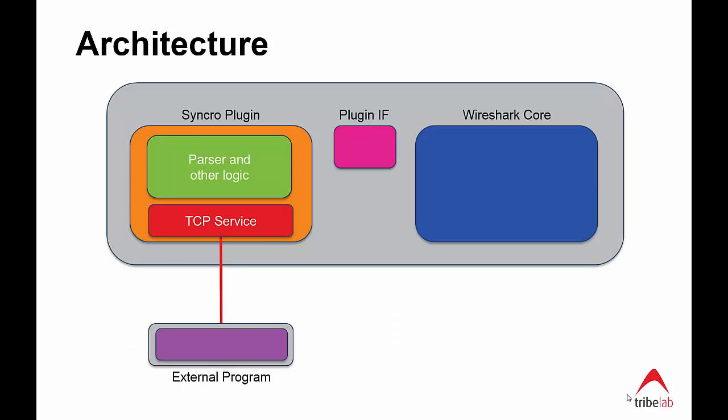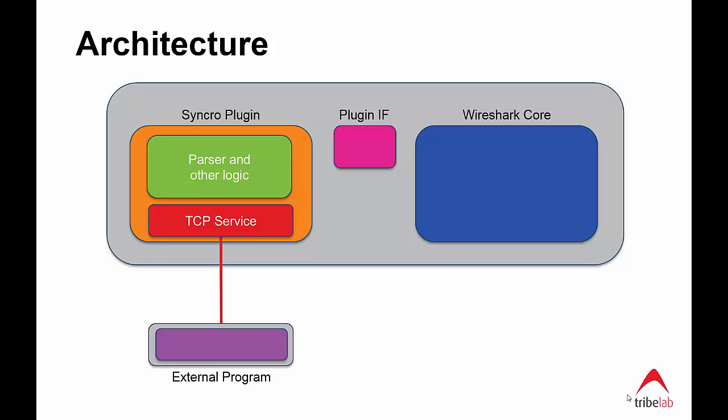So you see here at the bottom of this diagram an external program that's going to be used to command Wireshark. Then we have the actual plugin, which includes a small TCP service, so the external program connects to the Syncro plugin using a TCP connection. Then we have some program logic, and that communicates via the plugin interface package that comes with Wireshark into the core code of Wireshark.